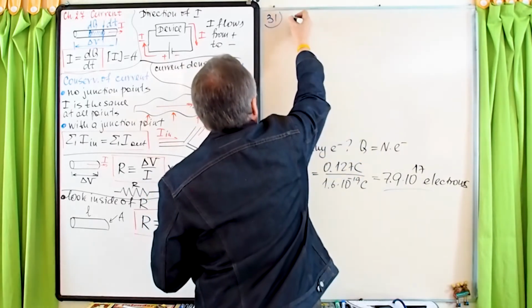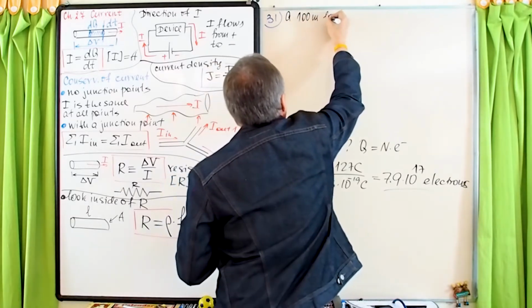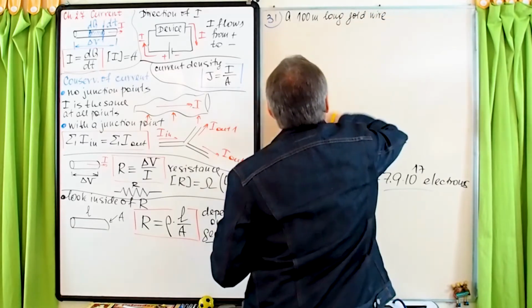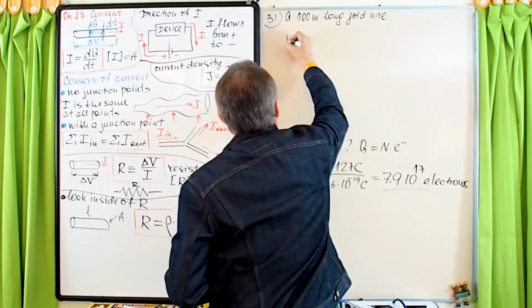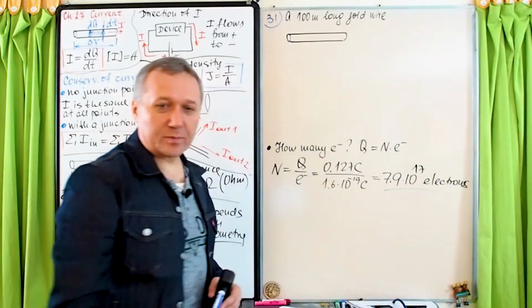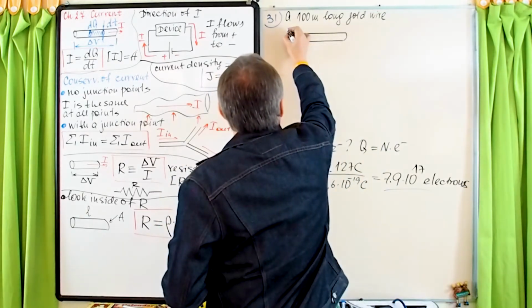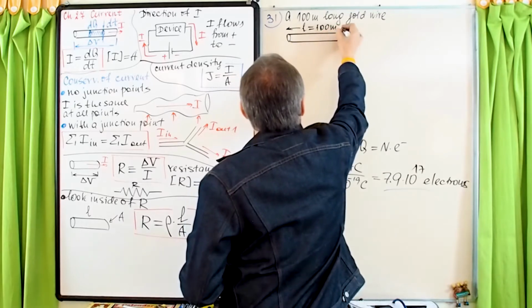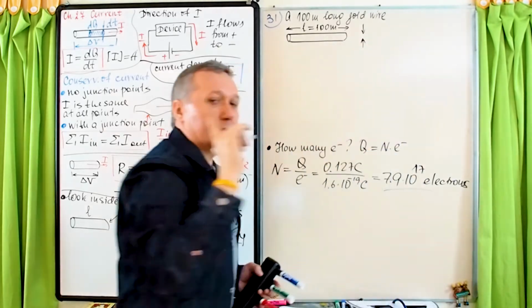So we have a 100 meters long gold wire. Of course, I don't want to draw a spool of wire, too complicated. I'm going to draw just a small cylinder and assume that this is my 100 meters long wire. Let me show that this is L, 100 meters.